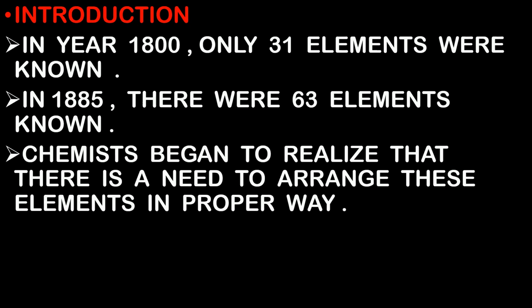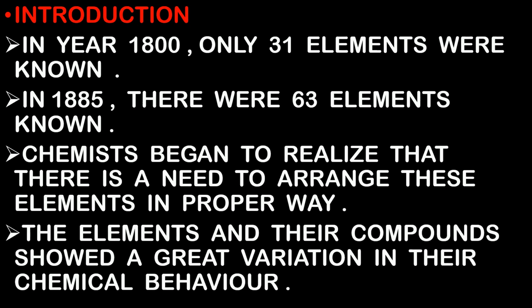Similarly, when it comes to elements, we need to arrange them so that we can easily remember their atomic numbers as well as their atomic mass numbers. The elements and their compounds showed a great variation in chemical behavior, and it is very difficult for us to remember them in a haphazard manner. So there is a need to arrange them in a particular specific manner. Several efforts were made to classify the known elements in a systematic way. Many scientists tried to arrange them systematically. In this video, we will be understanding the 5 systematic ways proposed by 5 different scientists.